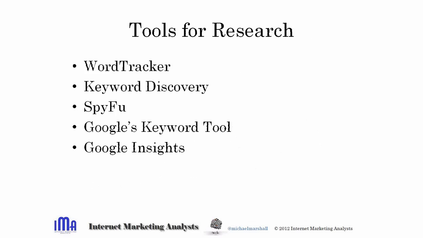So there are a number of different tools that you can use. These are just some of the more commonly known ones: Word Tracker, Keyword Discovery, SpyFu, Google's keyword tool, and Google Insights. And I'll start with Word Tracker first. This is a really good tool for digging into finding the behaviors of your target audience as opposed to just keyword hunting. A couple of rules of thumb when using Word Tracker.